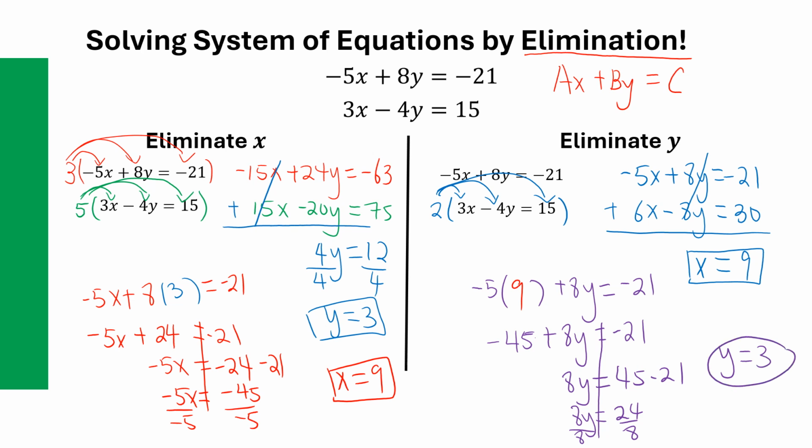And as you can see, the solutions are the same. And the solution to this system of equations is that x is 9 and y is 3.